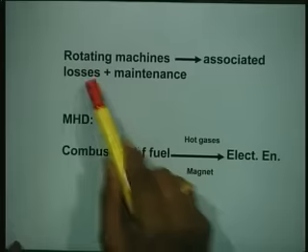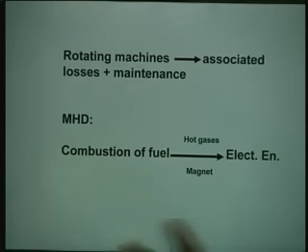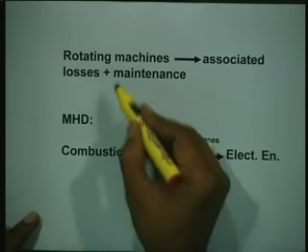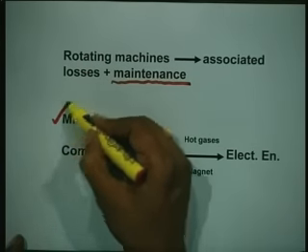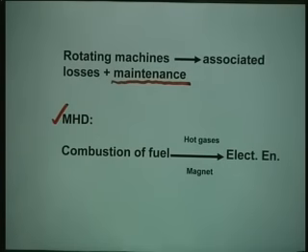What is wrong with the rotating machines? All of you, being electrical engineering students, have done electric machine courses, maybe 1, maybe 2, depending on which college or which university you have been in. All these rotating machines have associated losses. There are rotational losses, friction losses, hysteresis losses, iron losses and so on. Plus there are maintenance problems. Anything which is moving will need more maintenance. However, as I said, in MHD everything is static and there is only one conversion.